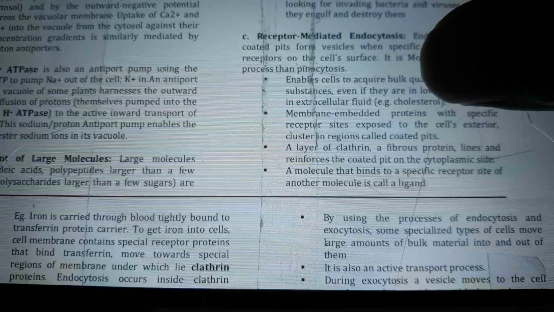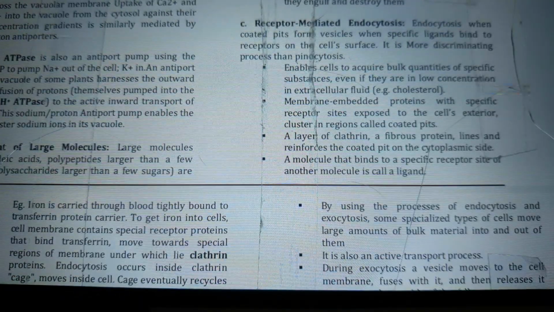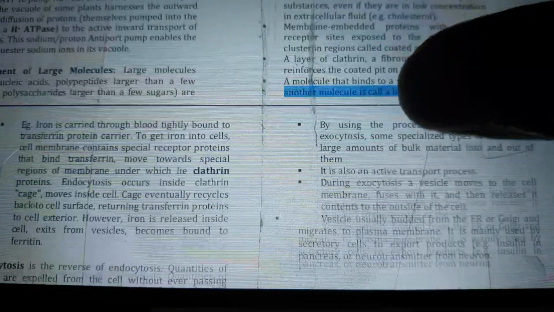Phagocytosis. In the scavenging white blood cells of our body, they prowl around looking for invading bacteria and viruses, which they engulf and destroy.